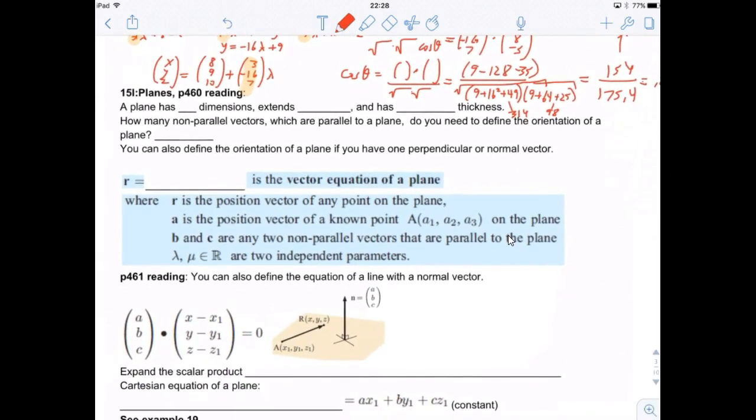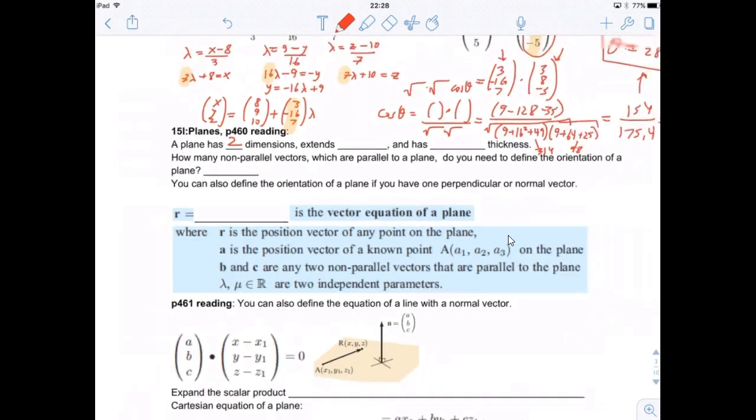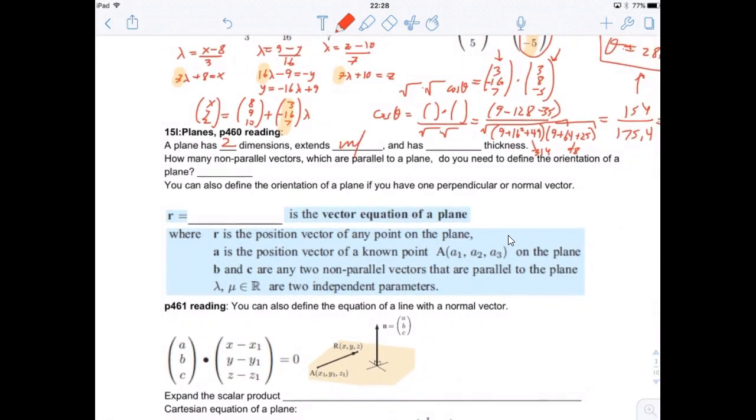59 on page 460. A plane has 2 dimensions, right, because it's kind of like a flat thing, extends infinitely and has 0 thickness. How many non-parallel vectors, which are parallel to the plane, do you need to define the orientation of a plane? 2. You can also define the orientation of a plane if you have one perpendicular or normal vector.